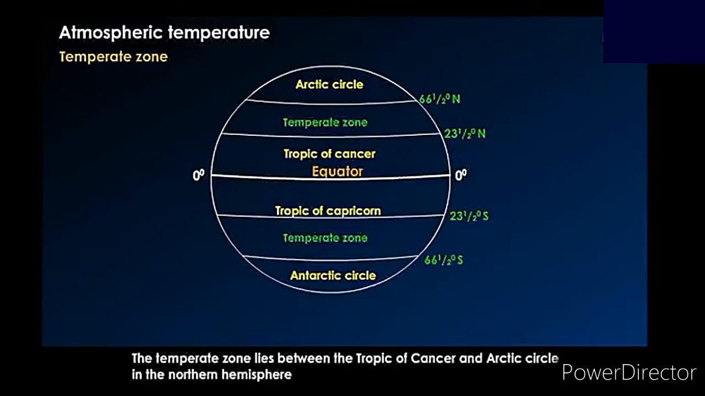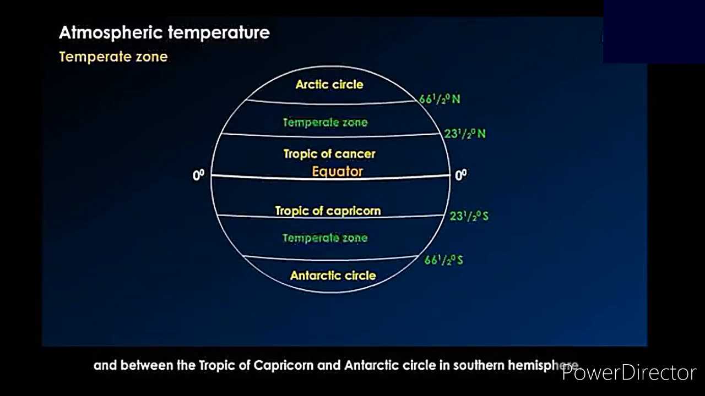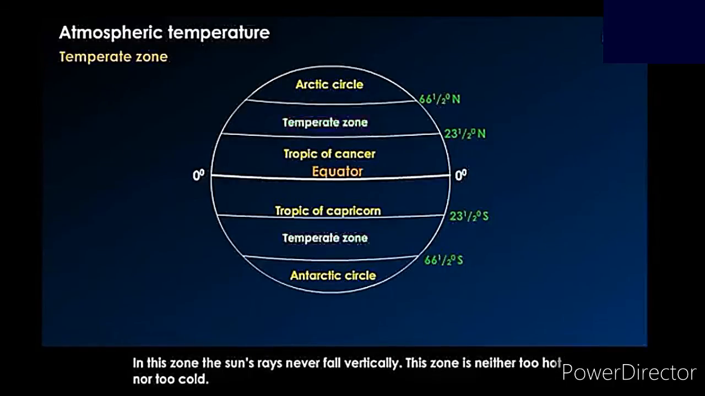Next is temperate zone. The temperate zone lies between the Tropic of Cancer and Arctic Circle in the northern hemisphere, and between the Tropic of Capricorn and Antarctic Circle in the southern hemisphere. In this zone, the sun's rays never fall vertically. This zone is neither too hot nor too cold.